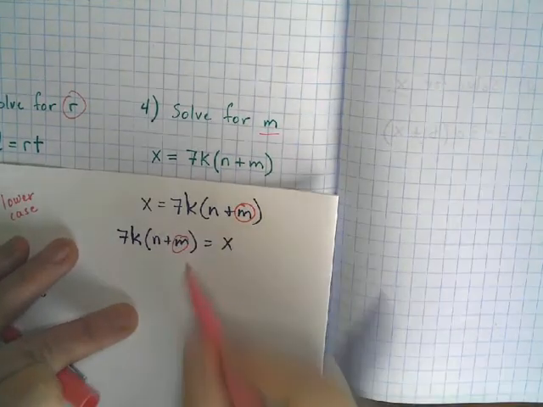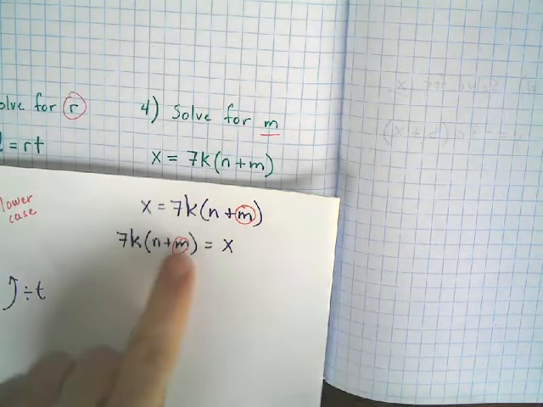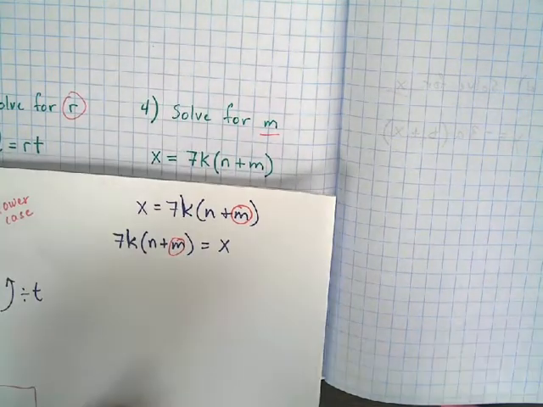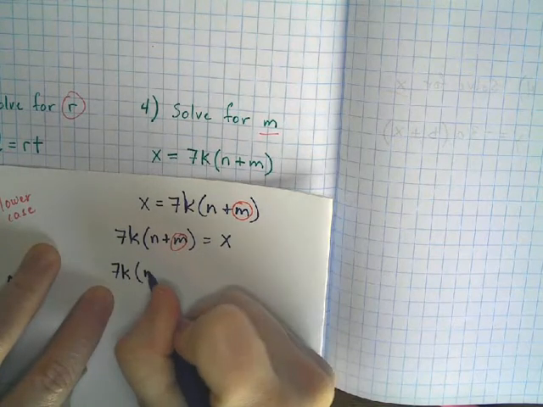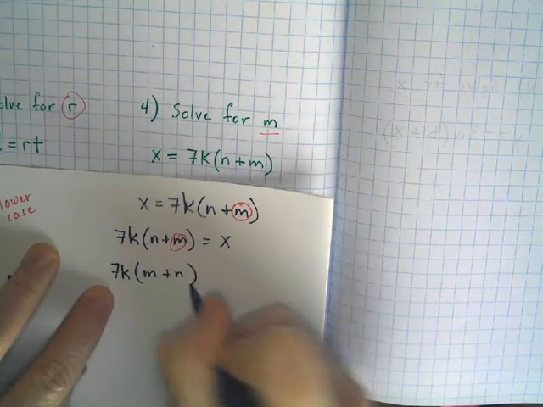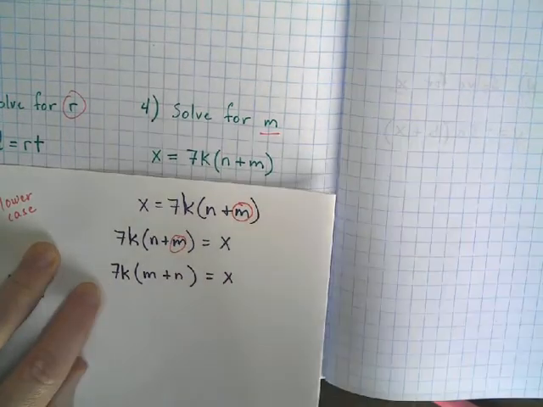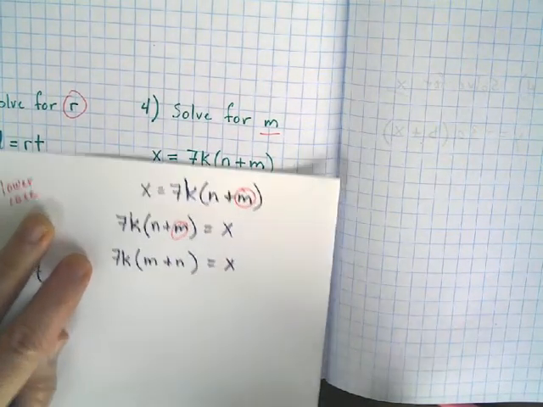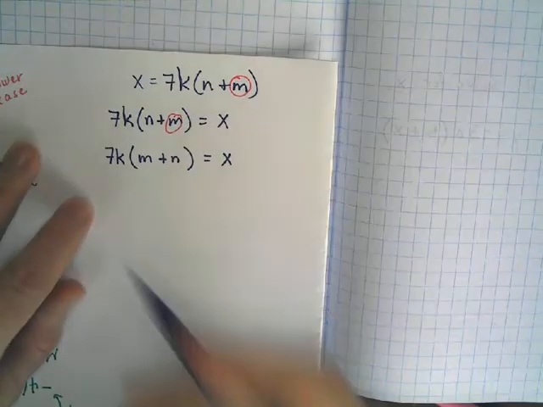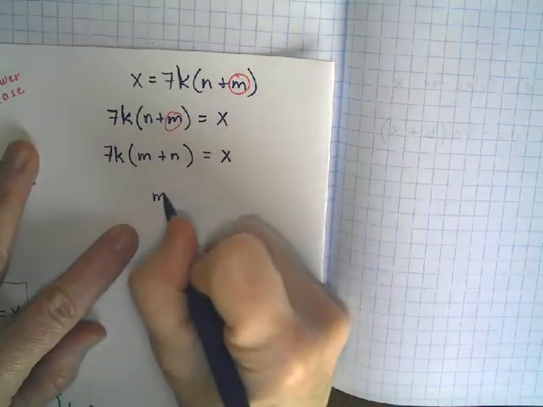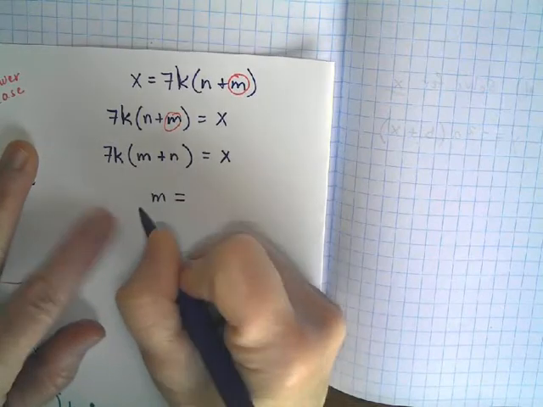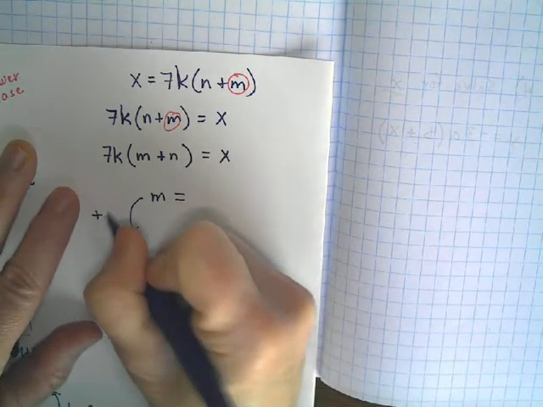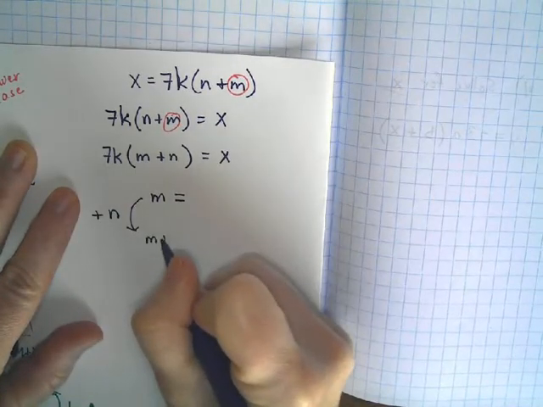I don't like having it on the right in an addition sign, so I'm going to switch that also. So 7k times m plus n. I'm just going to rewrite it until I like it like that. Very nice. Okay, so now I'm ready. I'm solving for m, so I'm going to write m equals. What's happening to m? It's being added by n. That gets me my m plus n.